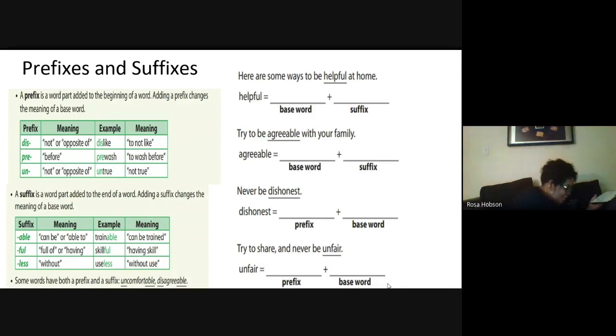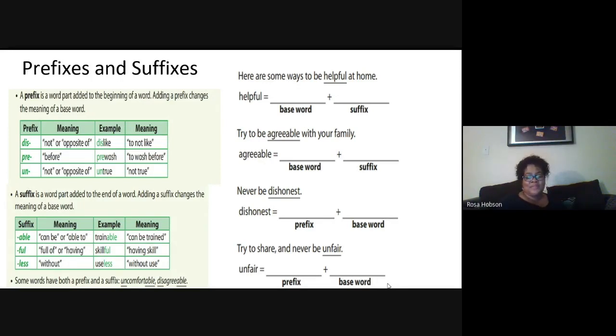And don't forget that sometimes words can have a prefix and a suffix, as you see at the bottom of the paper right here. You can see that the words uncomfortable and disagreeable are both words that have a prefix and a suffix added to them. So don't forget that.